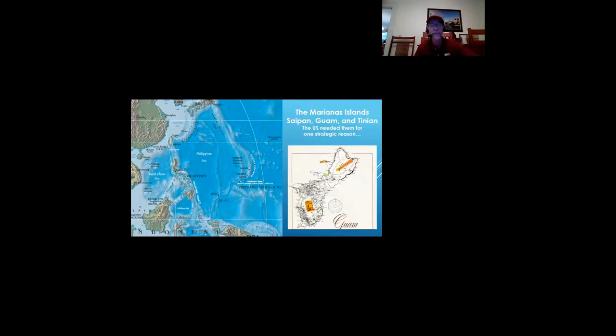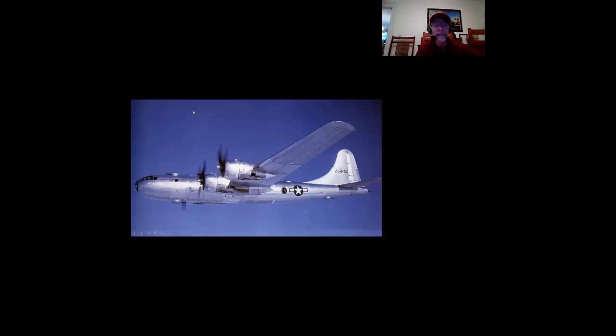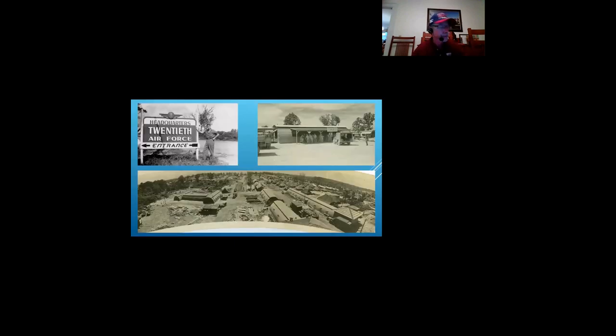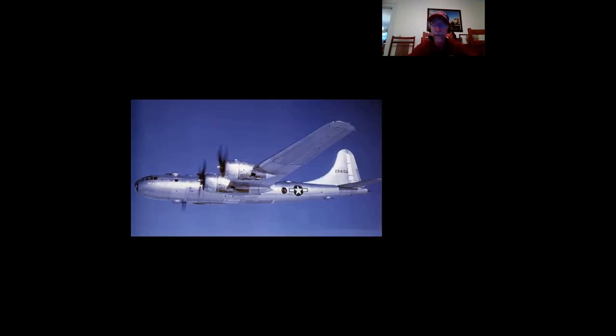This map here shows the strategic location of the Marianas Islands and their relationship to the home islands of Japan. Let me go back here for a minute. So Saipan is further north than Guam. Tinian is a little further north than Saipan, but these islands are 1,500 miles away from Japan. But their goal was to take the war to the home islands of Japan. They had to figure out how they were going to defeat the Japanese without invading the home islands.